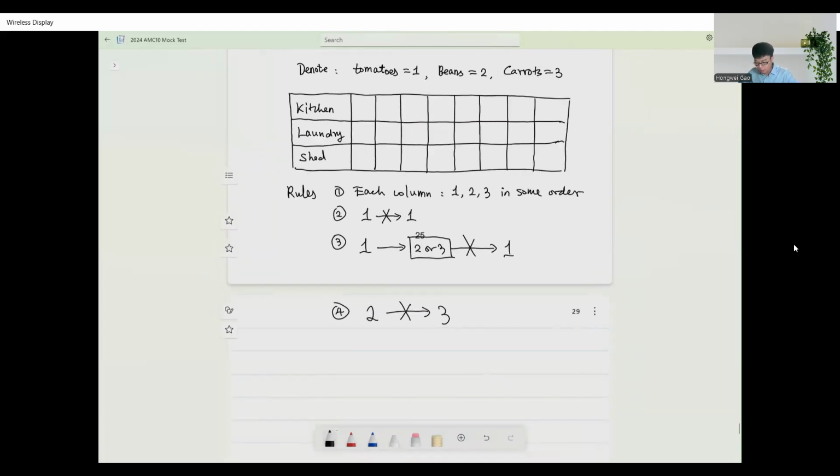Now let's look at the schedule. We notice that the tomato, the ones, they only have influence to itself. So let's try to schedule 1 first.